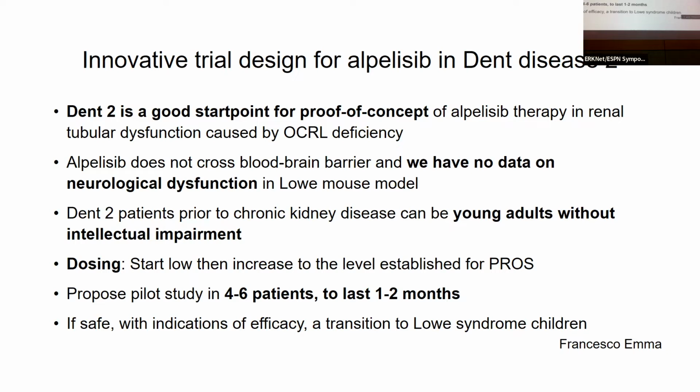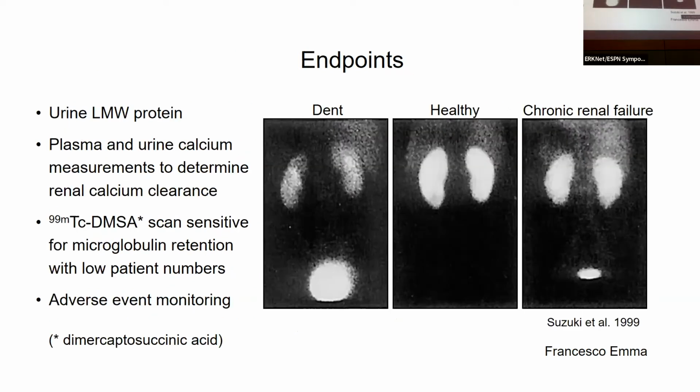We're looking at doing a pilot study in a small number of patients for a short time to establish if the safety of this drug is similar to the populations in which it's been used so far. And then if it's safe with some indication of efficacy, then we look ahead to a transition to children suffering from Lowe syndrome. So for endpoints in the trial, we're looking at the urine measurements, low molecular weight protein, and other measurements also in plasma.